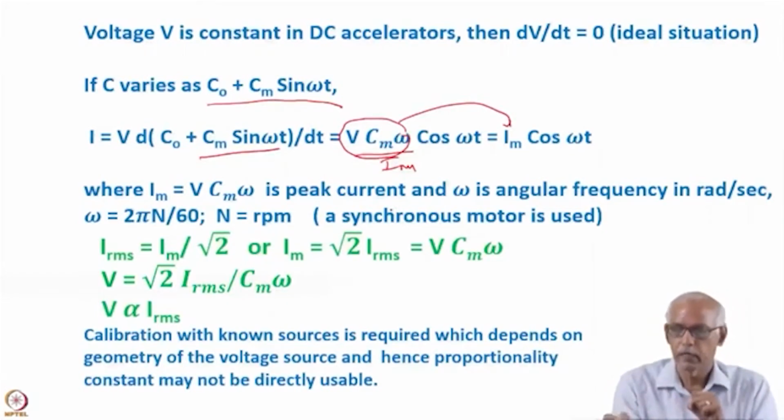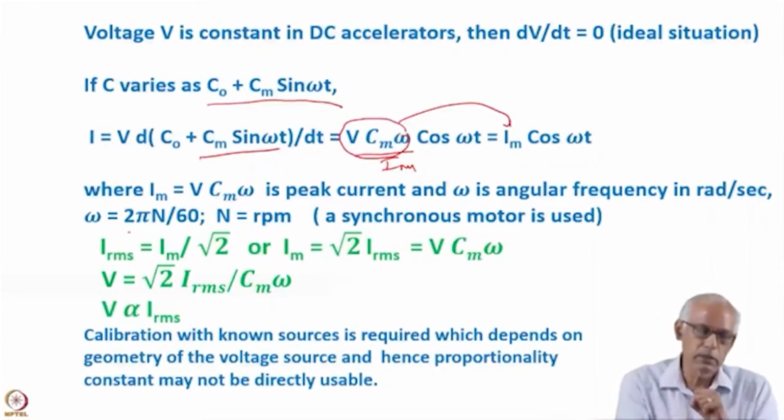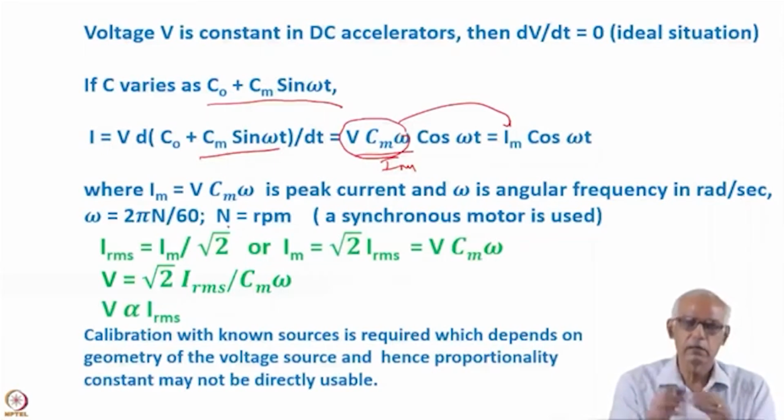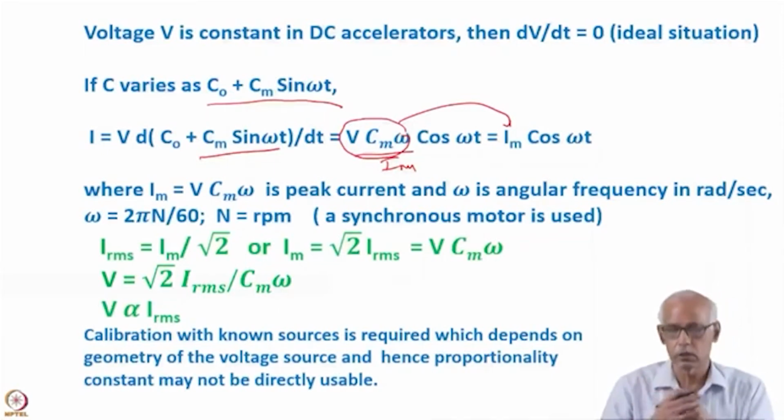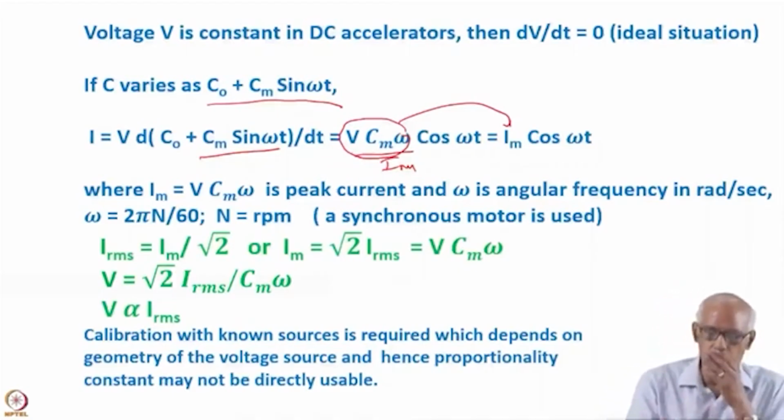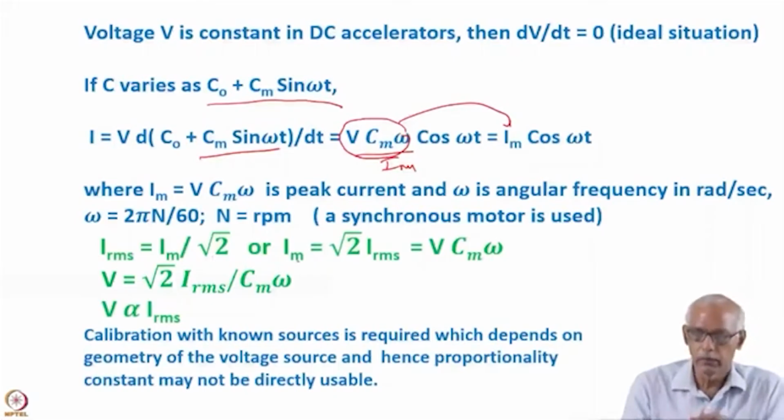This is the peak current, and omega is the angular frequency in radians per second, and it is given here, and n is the RPM of the synchronous motor which we are using. Now the RMS current which we measure is nothing but Im divided by root 2, and therefore Im will be root 2 times I RMS, and this Im is shown here.